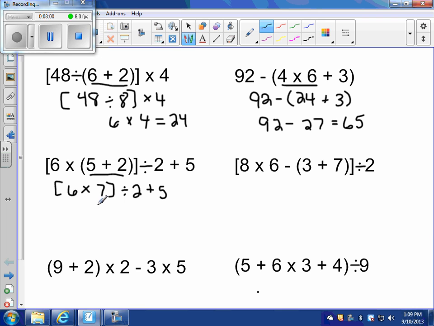I need to go ahead and solve 6 times 7 to get 42. So I have 42 divided by 2 plus 5. 42 divided by 2 is our next step, and that's going to give me 21. So now I'm going to have 21 plus 5 for an answer of 26. Pause the video and try the next problem.